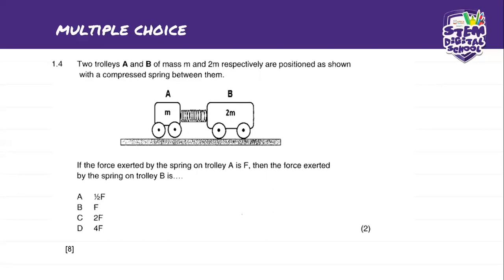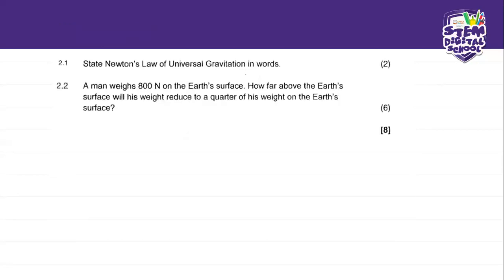Okay, so we're good to go. Let's move on to the next problem. Now we're on question 2. The first question is 2.1. It says, state Newton's law of universal gravitation in words.